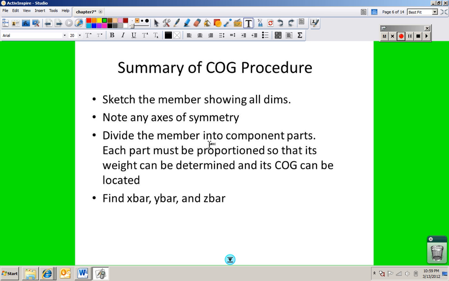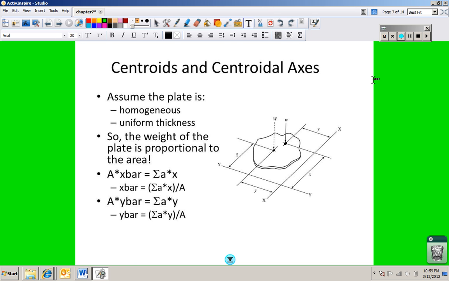You need to sketch the members and put all the dimensions on it. Make note anytime you have an axis of symmetry, divide each member into component parts. And then find x bar, y bar, and z bar. Alright, so up next we will have centroids and centroidal axes.